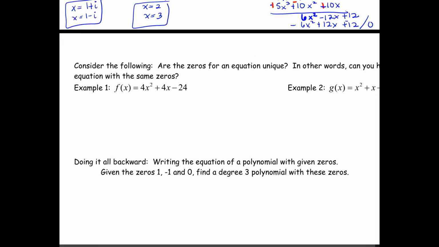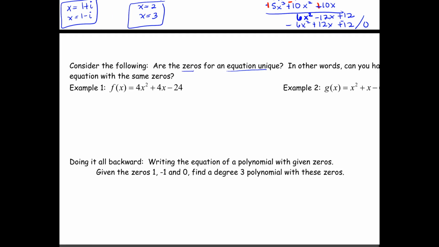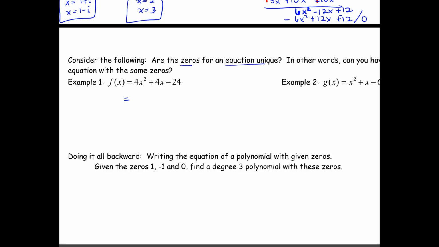All right, guys, let's keep going here. We're going to keep continuing to consider these types of zero values. Look at the two equations. I'd like you to ask, are the zeros for an equation unique? In other words, can you have more than one equation with the same zeros? Let's see. Yeah, you guys are already shaking your head yes. So let's see how in example 1 and example 2.